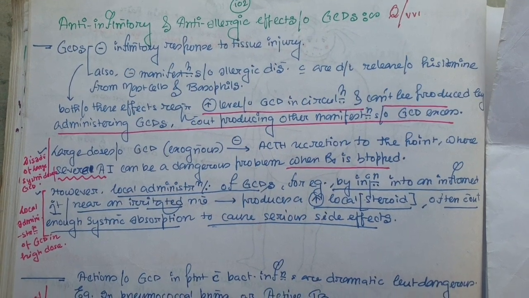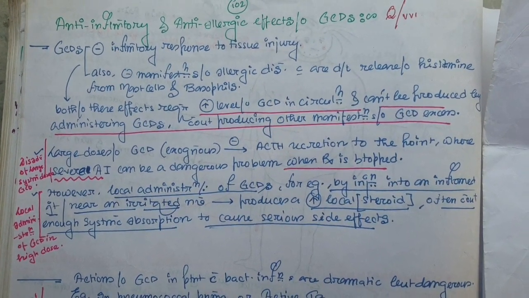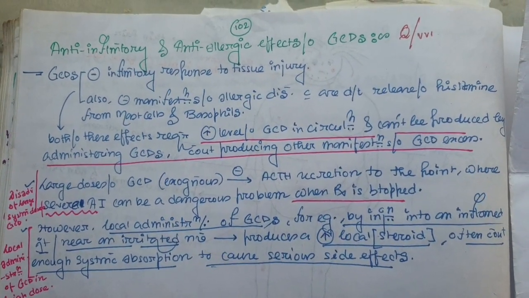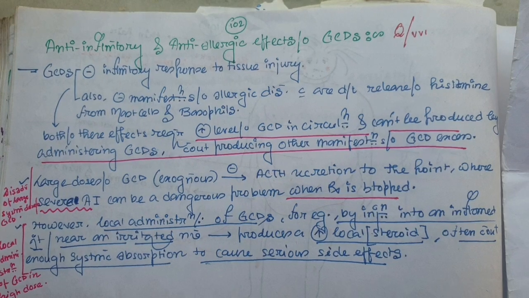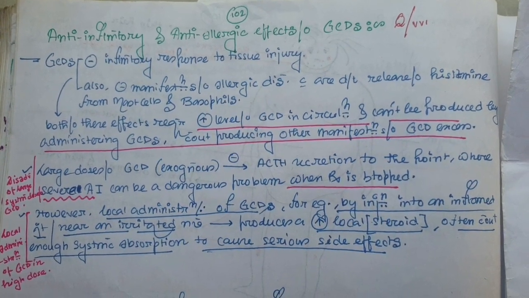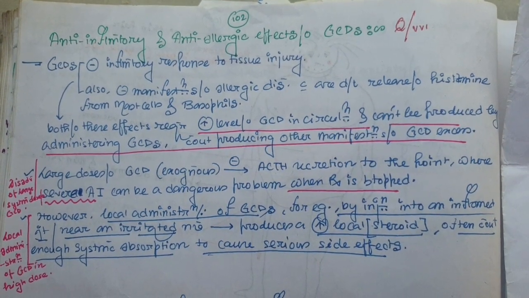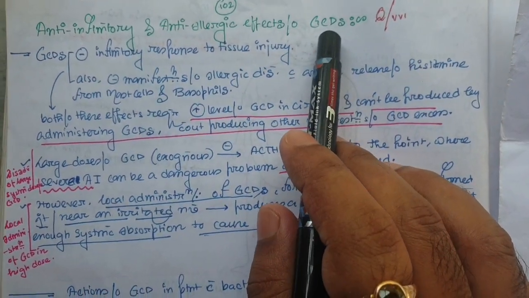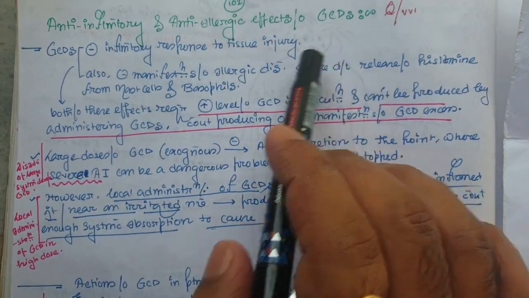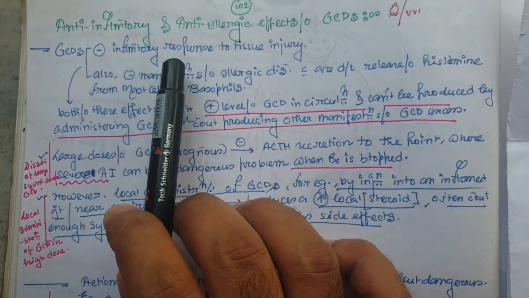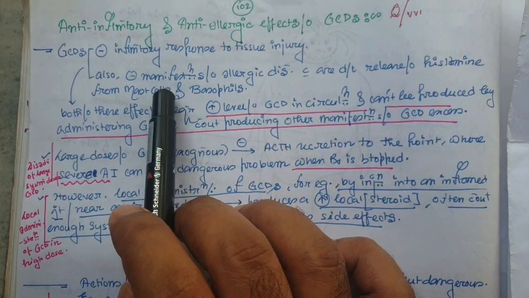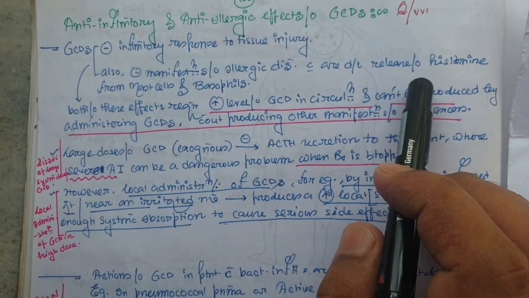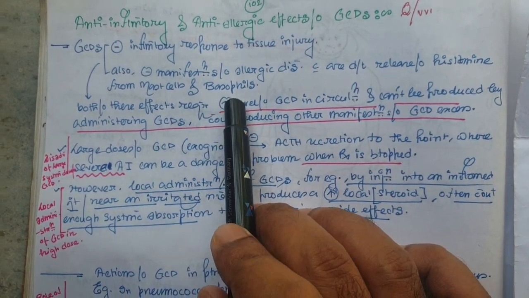Let's discuss physiology. Today we are going to discuss a very important topic, a question frequently asked in the context of glucocorticoids: the anti-inflammatory and anti-allergic effects of glucocorticoids. Here, the glucocorticoids, or simply GCs, inhibit the inflammatory response to any tissue injury, and also inhibit the manifestation of allergic diseases which are due to the release of histamine from the mast cells and the basophils.